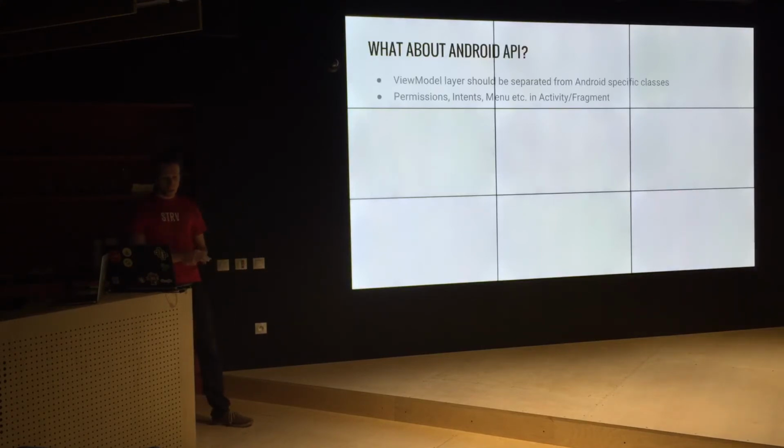Okay, so what about Android APIs? I prefer to have view model just pure Java, and to keep view model separated from Android APIs. So for example, permissions, intents, menu, and other Android APIs are implemented in activity or fragment, and our view model is pure Java.